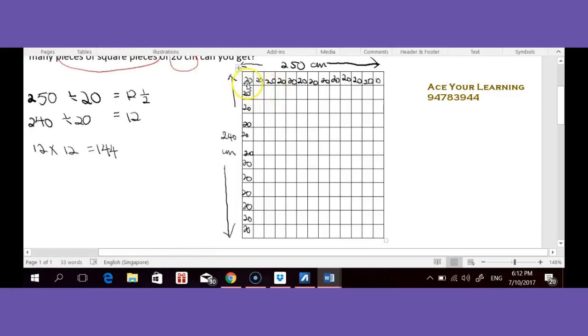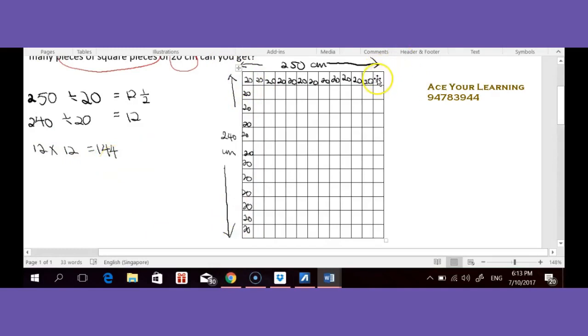I'm showing you with a table. You can see that this piece of cloth, which is 250 cm in length, you cut 20 cm, 20 cm, 20 cm, and you realize that there are 12 pieces of 20 cm for the length, and you are left with 10 cm for the length here. Then for the breadth, which is 240 cm, you also cut 20 cm, 20 cm, 20 cm, and you have a complete 12 of them. So therefore, you will take 12 times 12 equals 144.